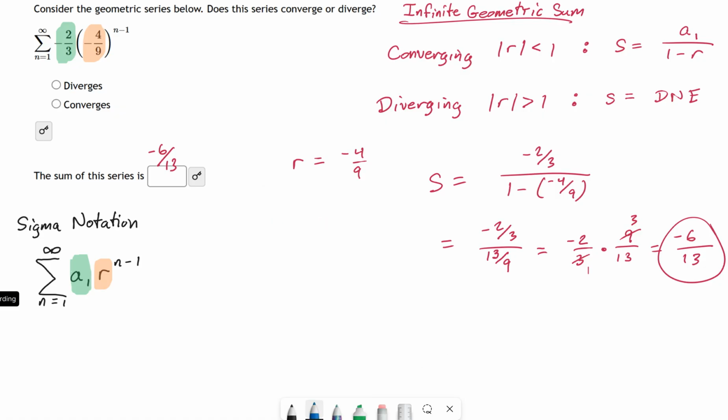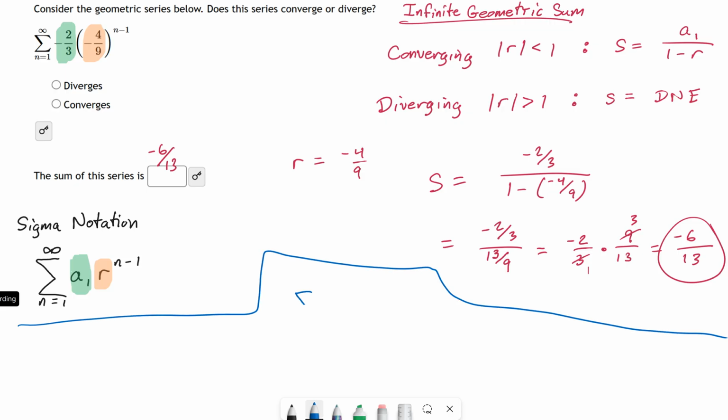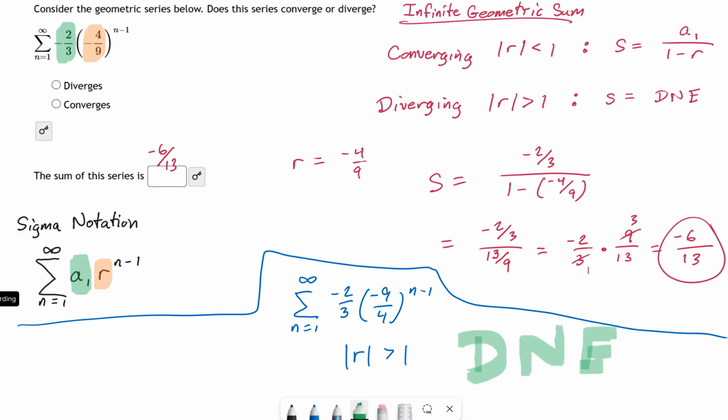Now, had this problem been a little different, let's play the what-if scenario. What if, let me draw my box over here. So this is the situation. What if you have a scenario like this where n equals 1 to infinity, our A1 is still -2/3, but now we have something like this: -9/4 is your R value. Well, you would look at that and you'd say, yikes, the absolute value of R is greater than 1. Therefore, this is a big old DNE in that situation. Okay, so those are the two scenarios you have.